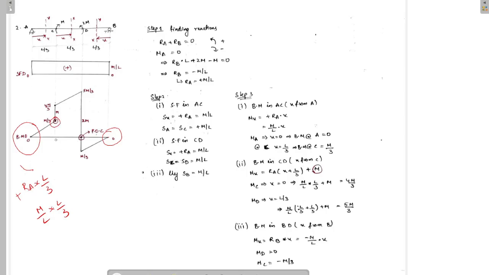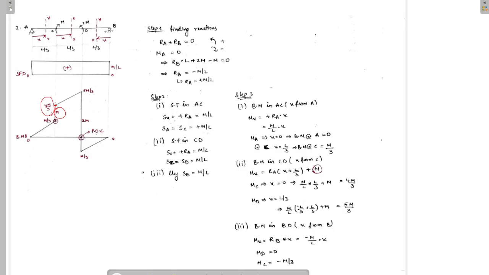This M by 3 is just to the left of the section C. Because there is a concentrated moment acting on the beam, there will be a jump in the bending moment diagram. So just to the left of the section, the bending moment will be M by 3, and for calculating just to the right of the section, we have to consider RA into L by 3 plus M, which is equal to 4M by 3. The difference in bending moments at this point and this point is equal to the concentrated moment acting. Similarly, we can find it for B also.